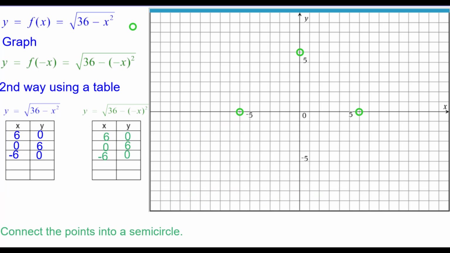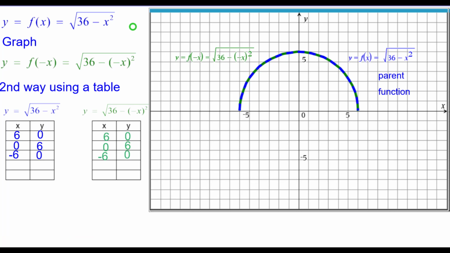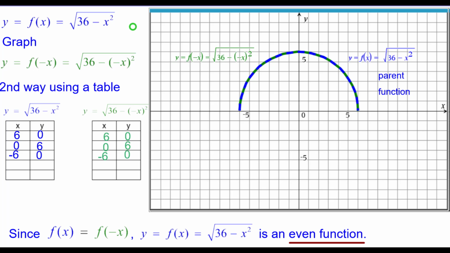Connecting those into a semicircle, and then comparing it to the parent function, you can see again that they are identical. So y equals the square root of 36 minus x squared, that quantity, is an even function.